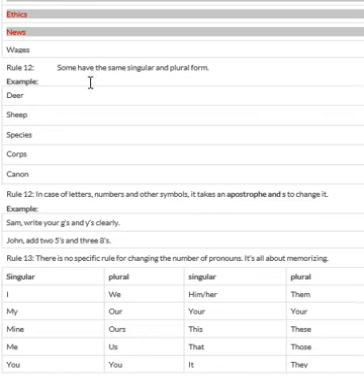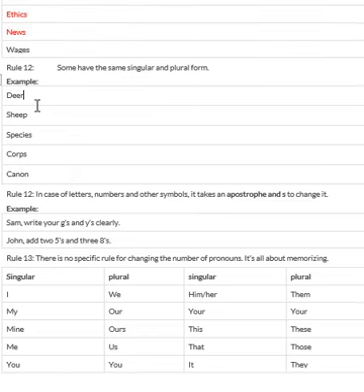Some have the same singular and plural form. Deer in singular and plural, both are deer. Sheep, both are sheep in singular and plural. You cannot put s or es or anything to make them plural, because in both singular and plural, the words remain the same.